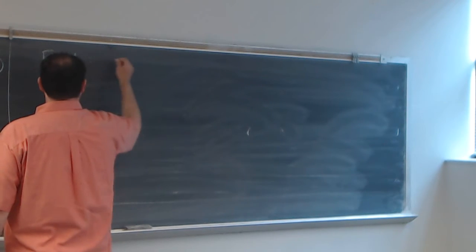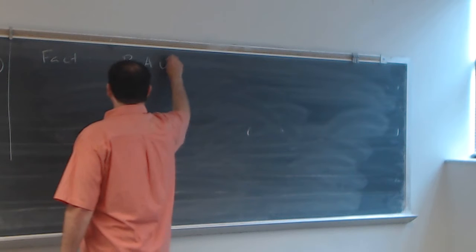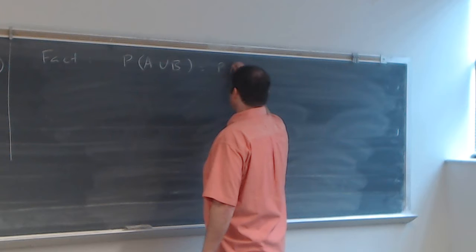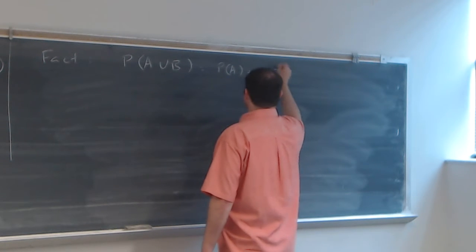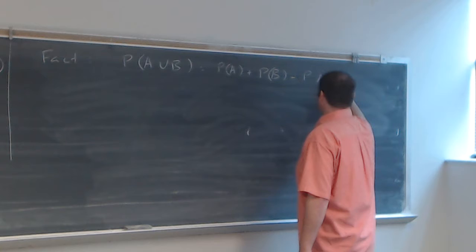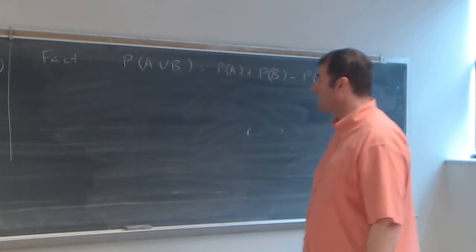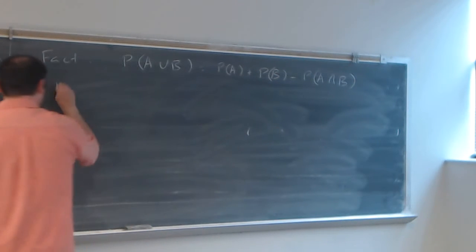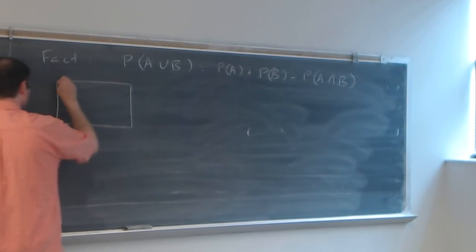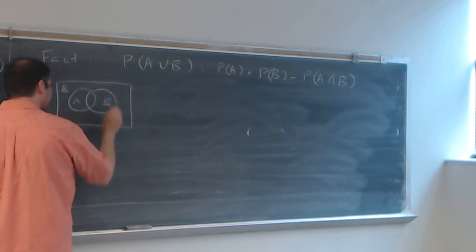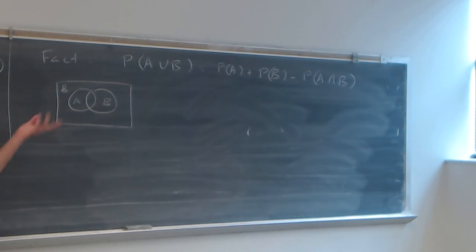The fact is that the probability of A union B, two events, and we're not saying they're mutually exclusive, is equal to the probability of A plus the probability of B minus the probability of A intersect B. Well, again, I'm going to turn to a Venn diagram to help understand this. So here's my sample space. Here's the event A, here's the event possibly B. Say they're not mutually exclusive, whether they are or not, it doesn't matter. But that's a generic two-set Venn diagram.